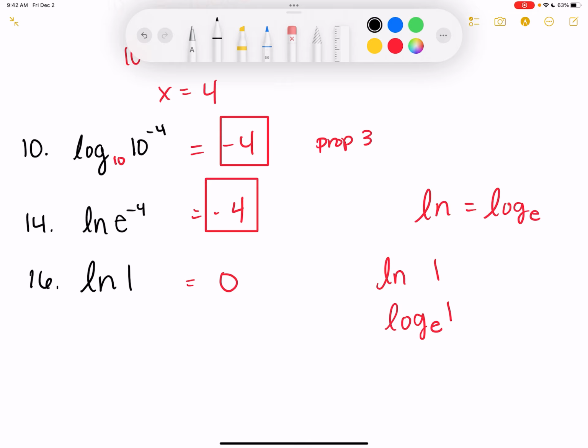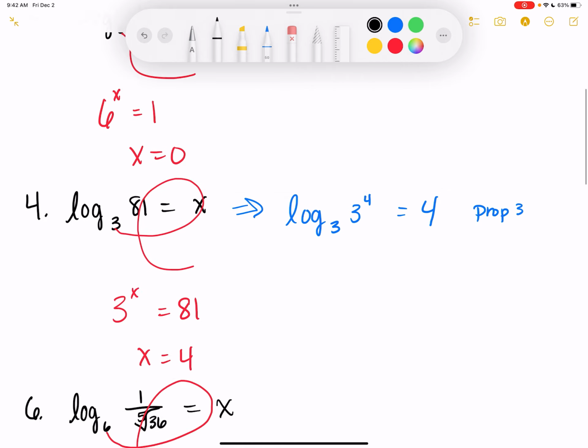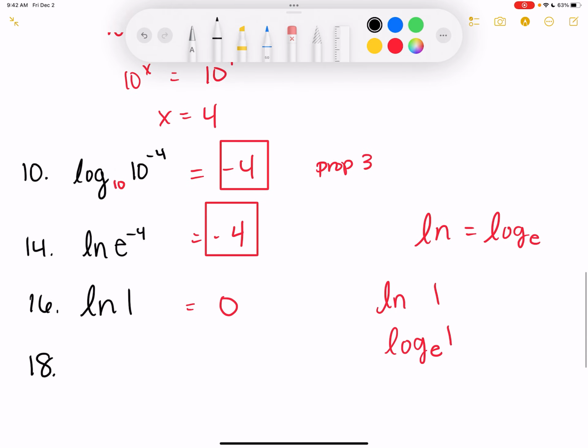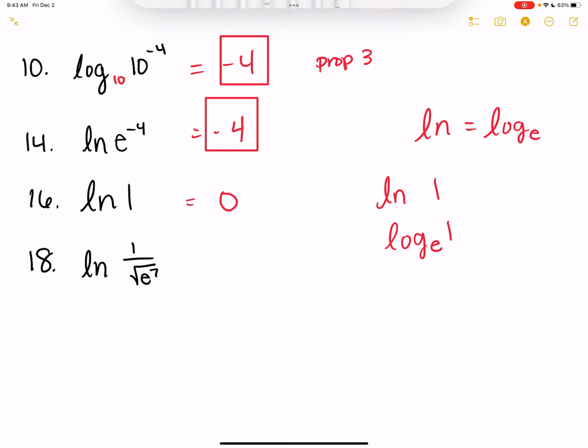All right, I'm going to do 18 because it's similar to that weird fraction one we had up here, but with ln. So ln of 1 over the square root of e to the 7th. But I'm going to do this one a little bit differently. I'm going to rewrite it in here because then it'll allow you to use a property. So the square root allows me to rewrite this how? As a power.